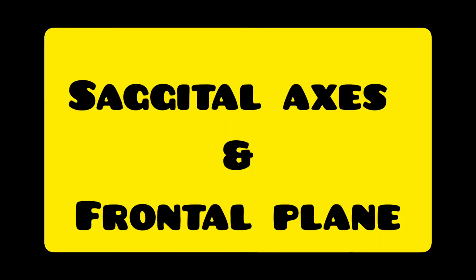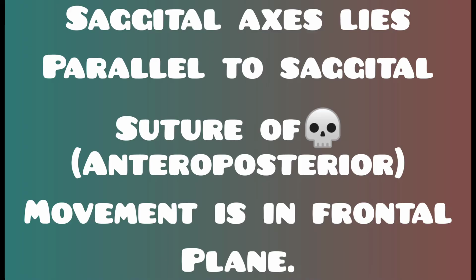Number 2, sagittal axis and frontal plane. A sagittal axis lies parallel to the sagittal suture of the skull, that is in an anteroposterior direction. Movement about this axis is in a frontal plane.